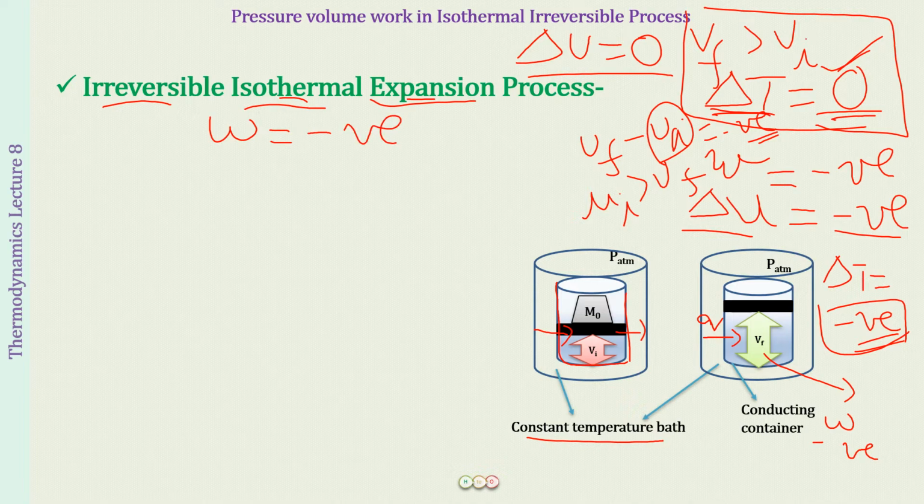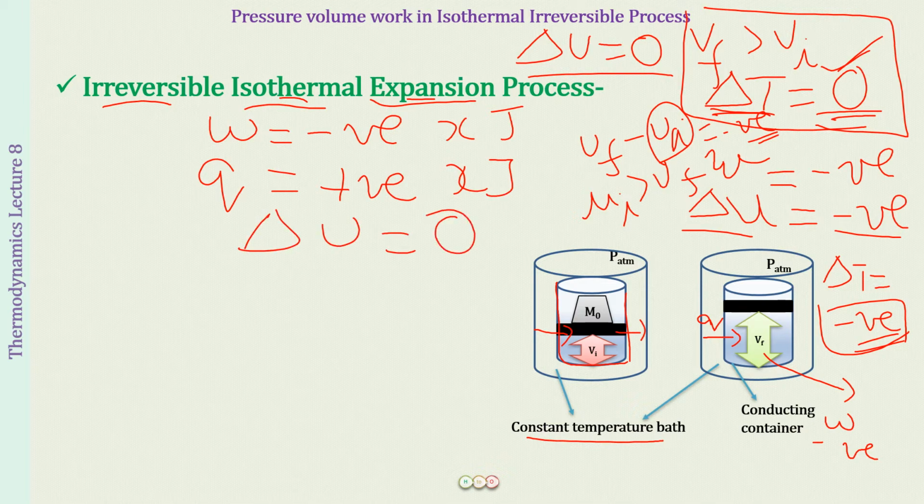If W is this negative X joules of energy, well, we are going to supply heat, so that will have a positive sign, X joules of energy to the system, and as a result delta U will be 0, and as a result the temperature change will also be 0, and hence we will have an isothermal process taking place. I hope this is clear to you all.